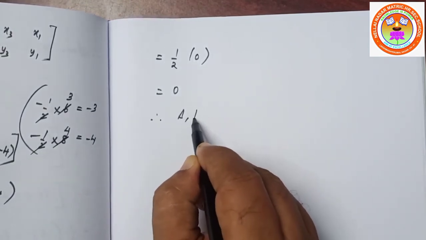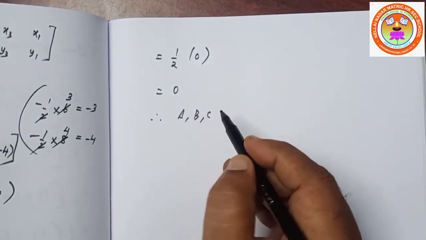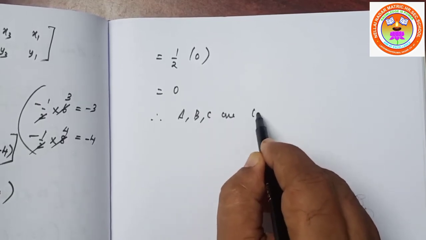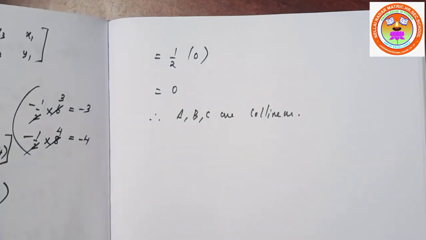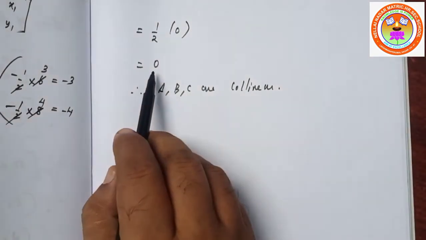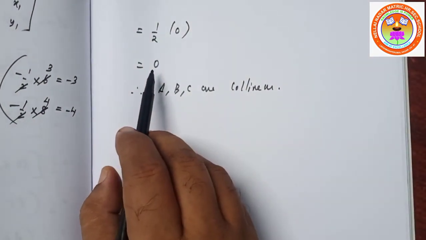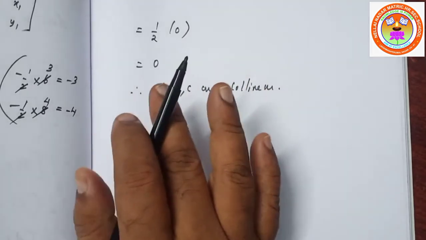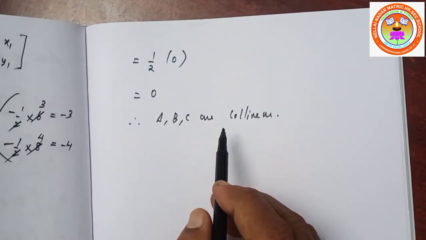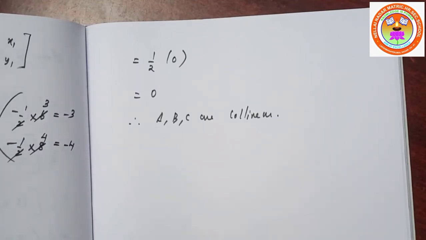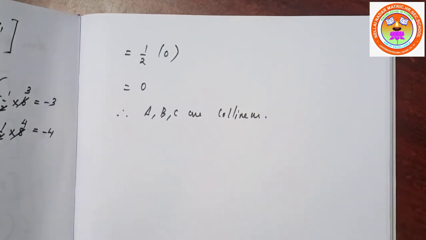Therefore, A, B, C are collinear. Since area of triangle equals 0, all the points lie on a same straight line only. That's why I have written A, B, C are collinear. So problem number 2 is completed. I will be teaching problem number 3 in the next video.